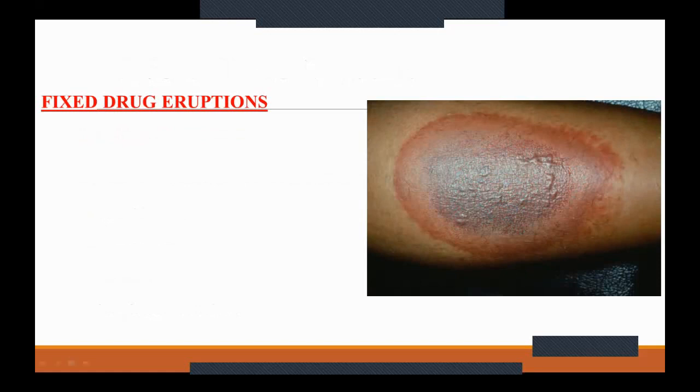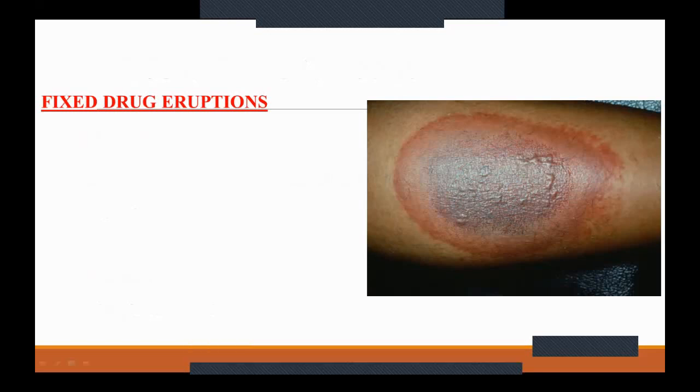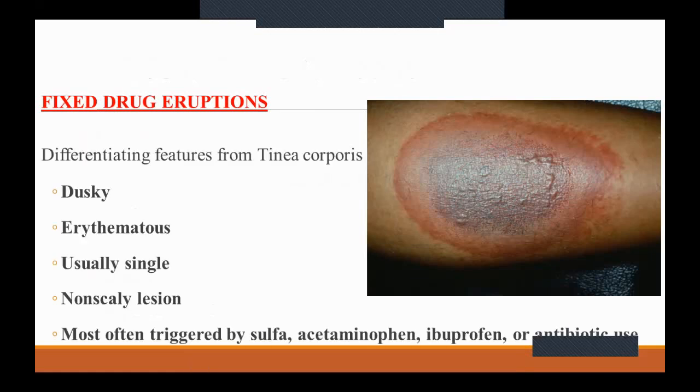So this is the case of fixed drug eruption. Fixed drug eruptions have dusky erythema, redness to blackness in the center, and generally one or two or very few lesions will be there on the body. Sometimes mucosal surfaces might be involved, like the penis or genital area or mouth. And we know that fixed drug eruption is caused by drugs like NSAIDs, painkillers, sulfa antibiotics, and these are non-scaly lesions. Generally, pruritus is not there, though a burning sensation might be associated.